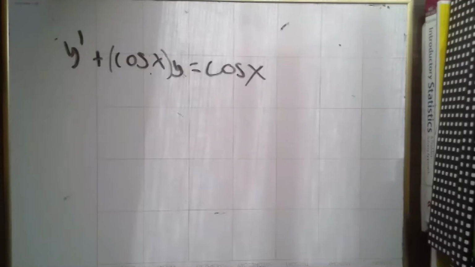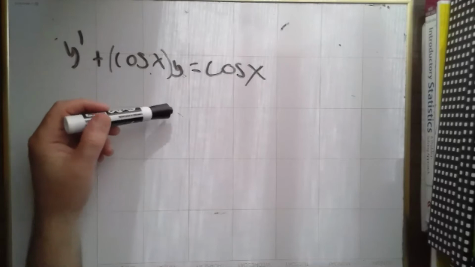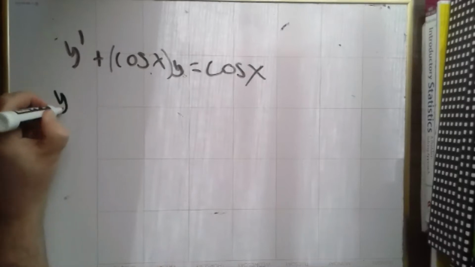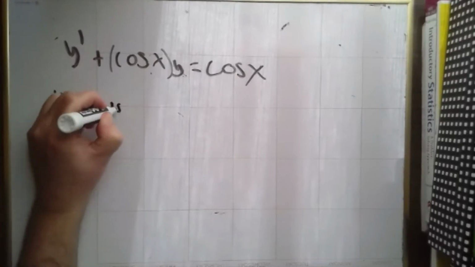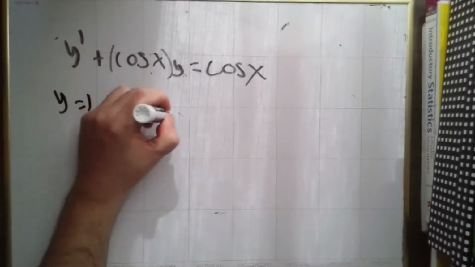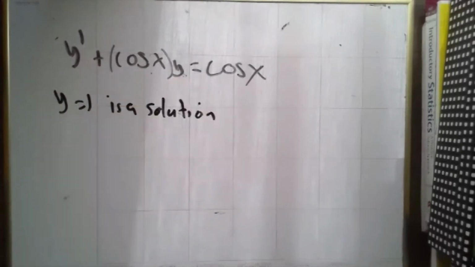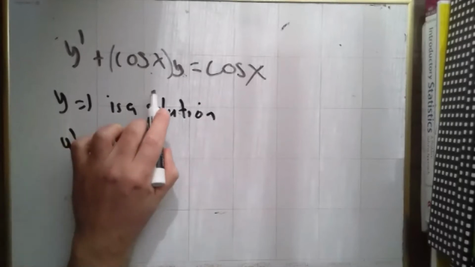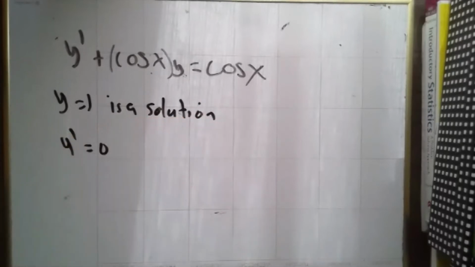an interesting example. But then I thought, if you just glance at it, it should be obvious that the constant function y equals 1 is a solution. Because if y equals 1, then y prime equals 0, and we get cosine times 1 equals cosine.